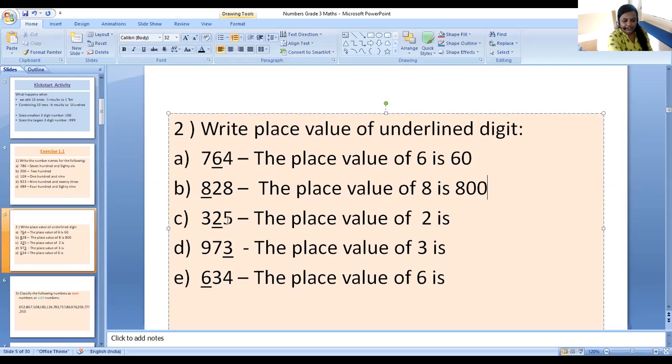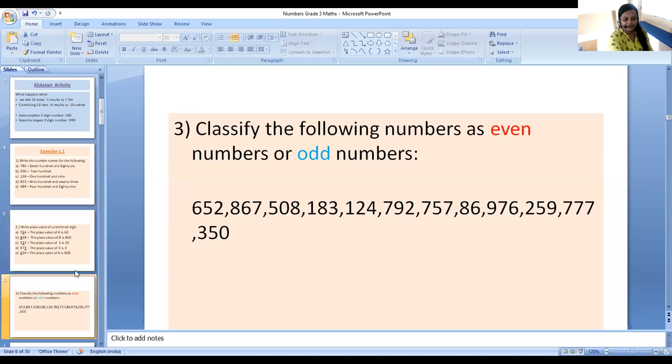325, where we need to find the place value of 2. Absolutely correct. It is 20. The place value of 3 in 973 is 3. The last one is 634, where 6 is the underlying digit. The place value of 6 here would turn out to be 600. Okay, that's it.